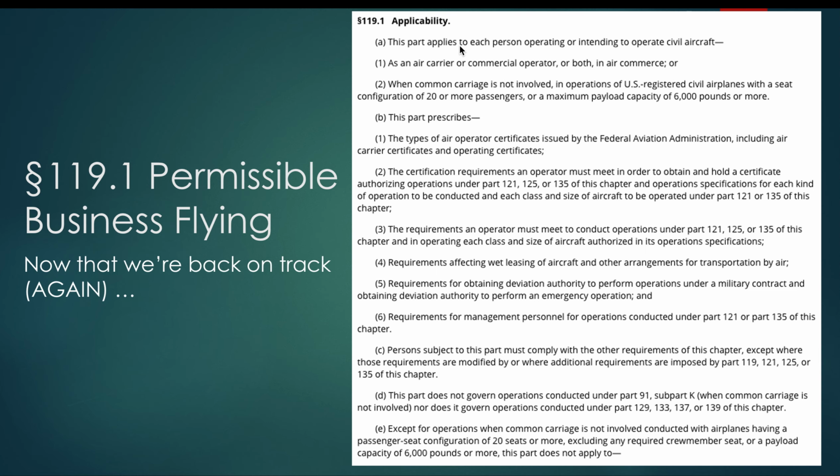Okay, so this applies to each person operating or intending to operate civil aircraft. We already talked about that. An air carrier, commercial operator, or both. Okay, so private or common carriage makes you a commercial operator. They say if it's private carriage only, if you have 20 or more passengers, okay, well, you're a brand new commercial pilot. You're probably not flying big jets yet.